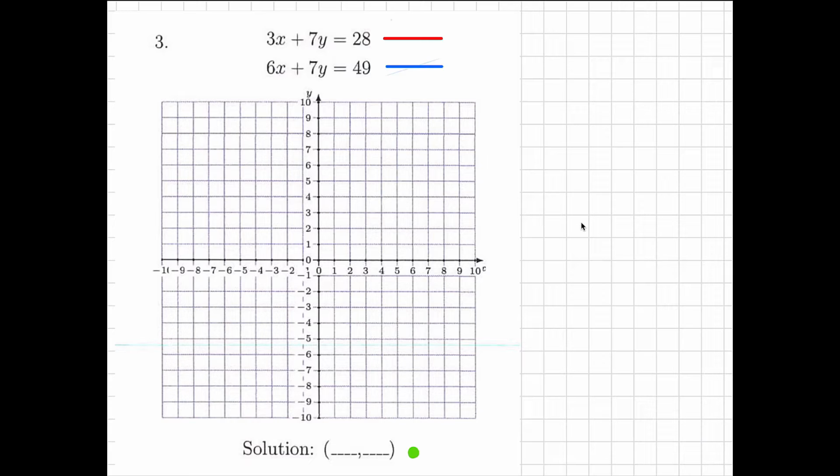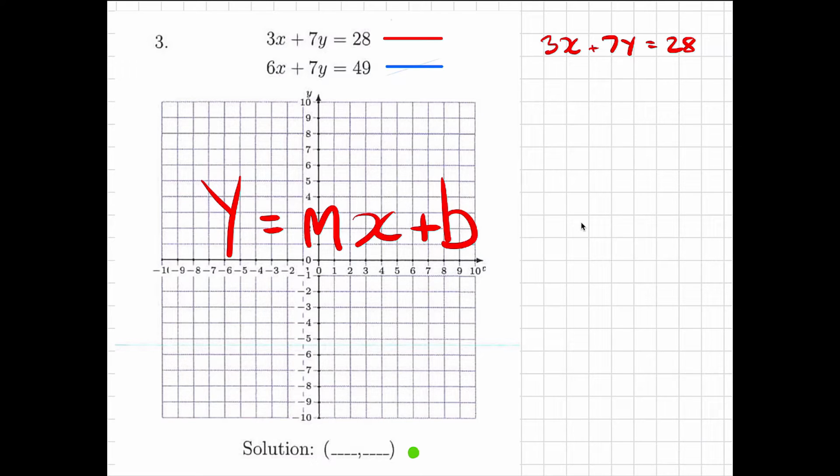So again, we have our red line in standard form, but we need to take it to slope intercept form. So 3x plus 7y equals 28. Now what do I want? I want y equals mx plus b. What I want is only the y on the left and the mx and the b on the right. So I want that y to stay right there, so I'm going to get rid of the 3x by subtracting 3x from both sides.